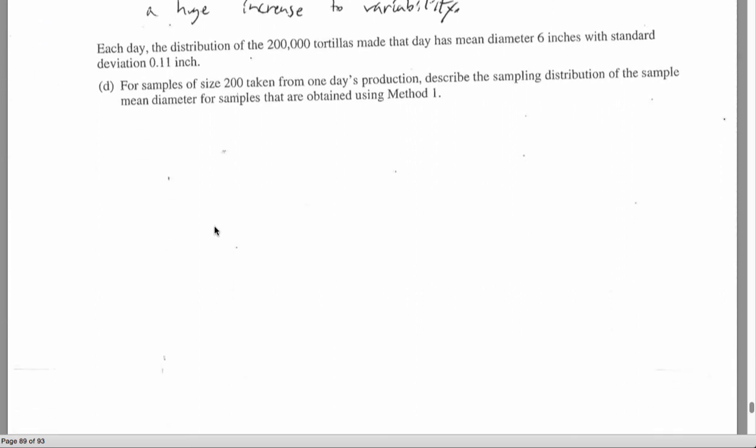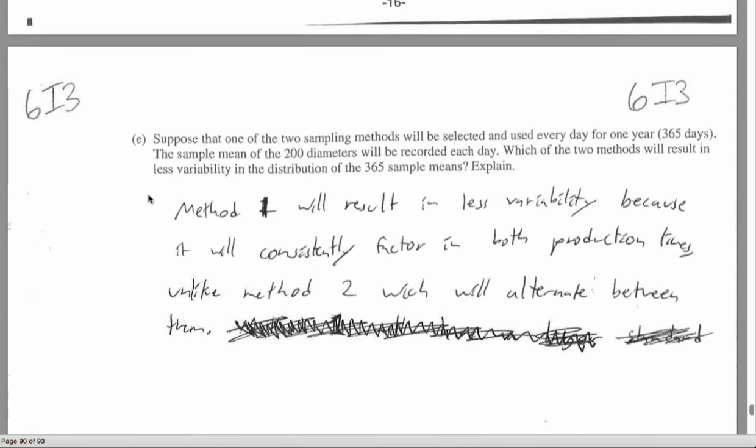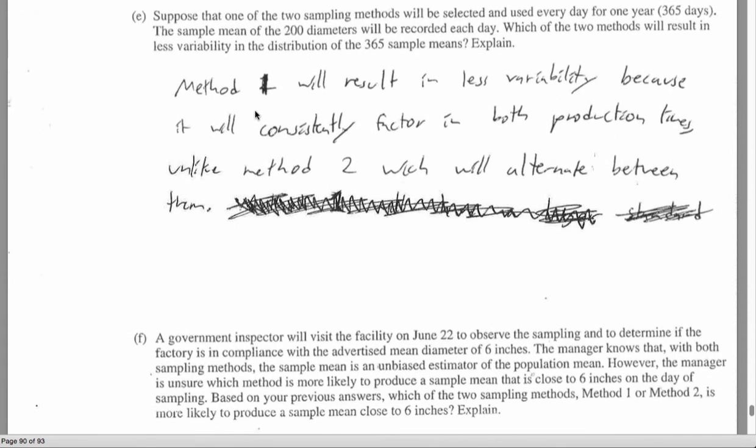But unfortunately, this was also common. There was nothing for Part D at all, no shape, center, or spread, so that's an I. And then again, notice that in Part E, they said method 1, and they talk about some variability, and something that might be true, but they never do describe that distribution where they would have sample means kind of around 6.1 and sample means around 5.9.